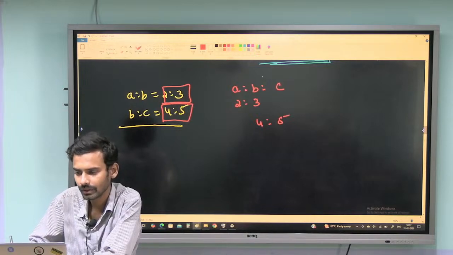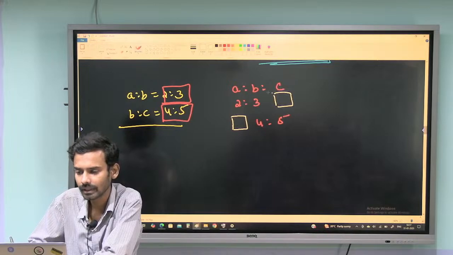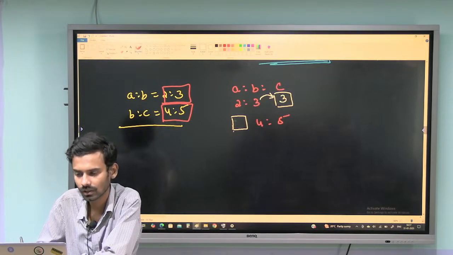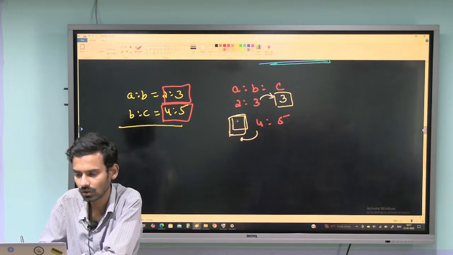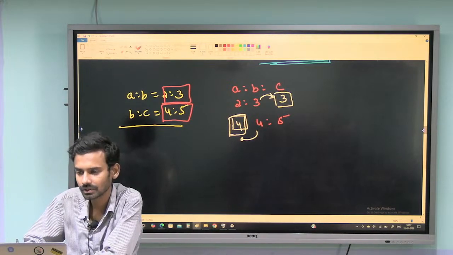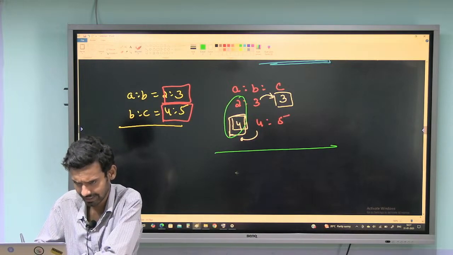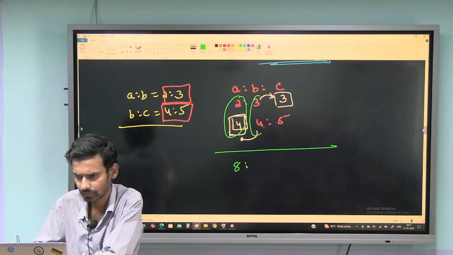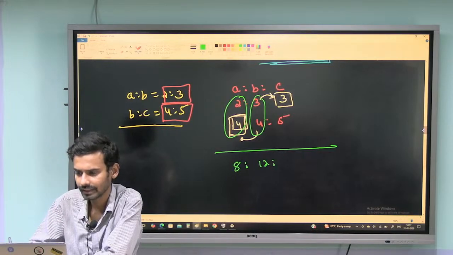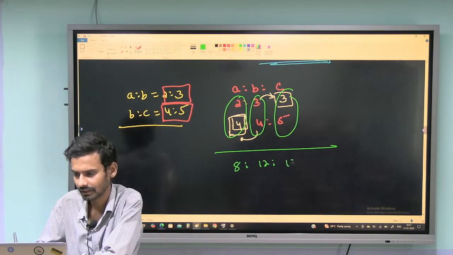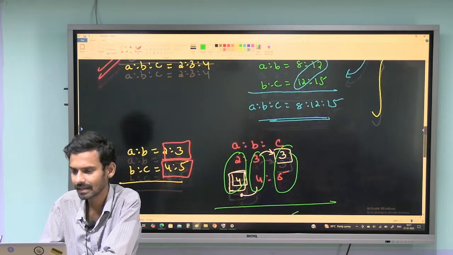Now if I observe, here I have a blank, here I have a blank. I need to copy down the nearest number. For this blank the nearest number is 3, and for this blank the nearest number is 4. Now to get A is to B is to C value, just multiply these numbers. 2 into 4 will be 8, 3 into 4 will be 12, and 5 into 3 will be 15. And if I see, I am getting the same answer as previous one.